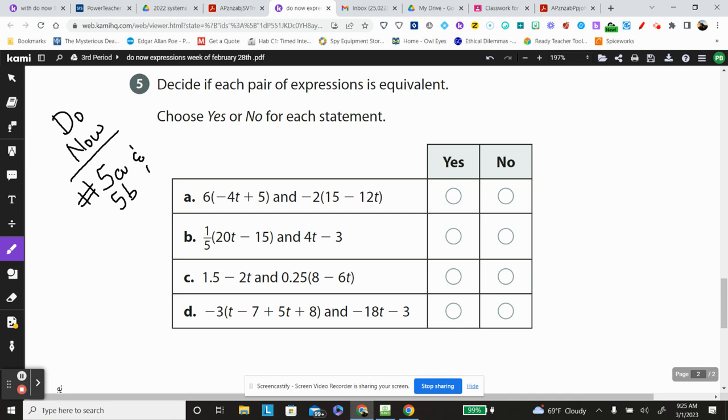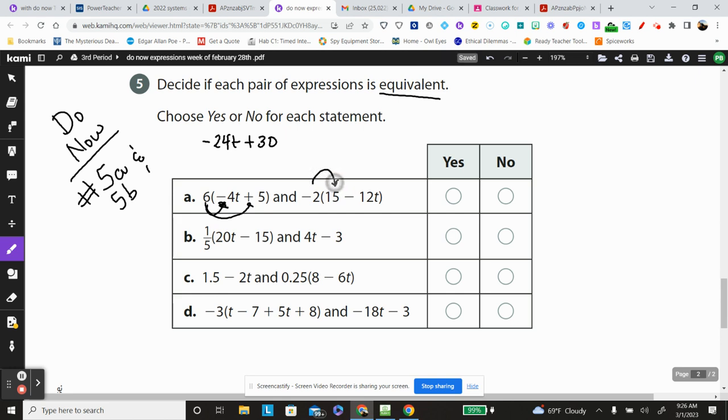Okay. All right, so on A, I'm gonna use what property? Distributive. What is 6 times negative 4t? Negative 24t. Okay. And we're just deciding if these are equivalent. What's equivalent mean again? The same. Everybody with me? And what is 6 times 5? Positive 30. So go over here and check these out.